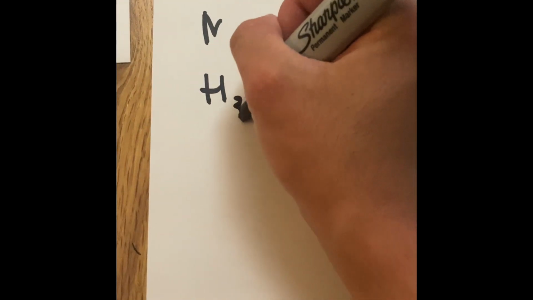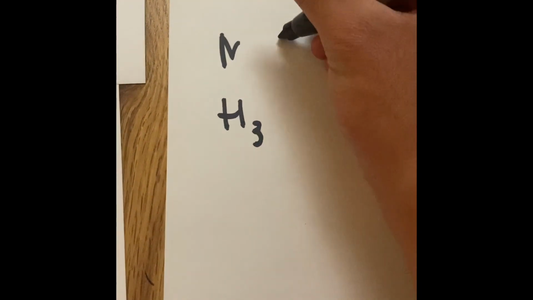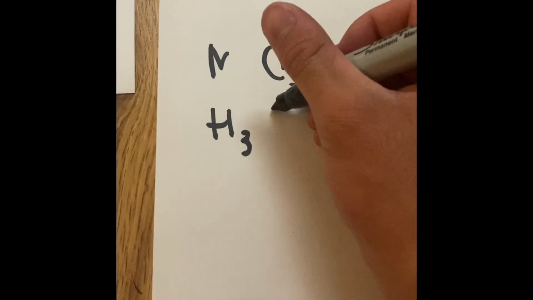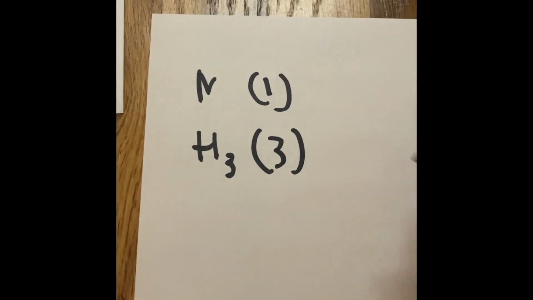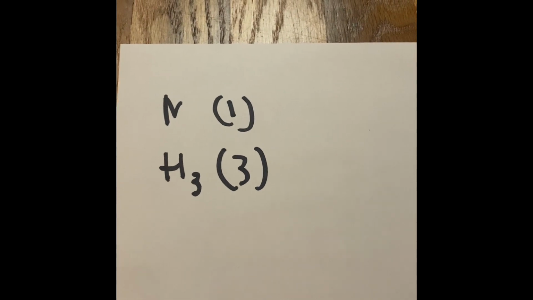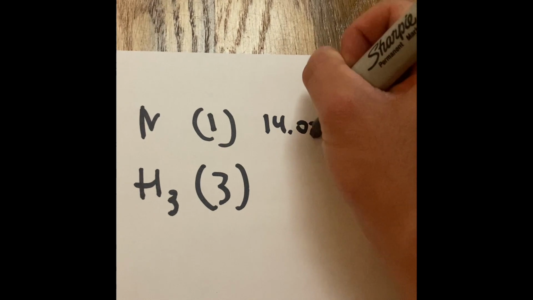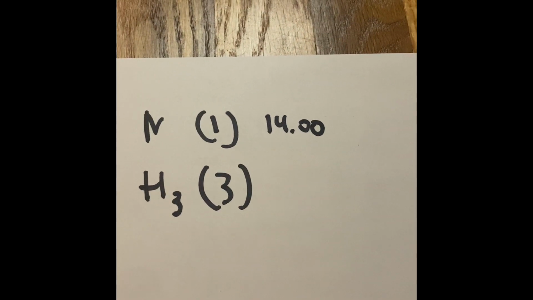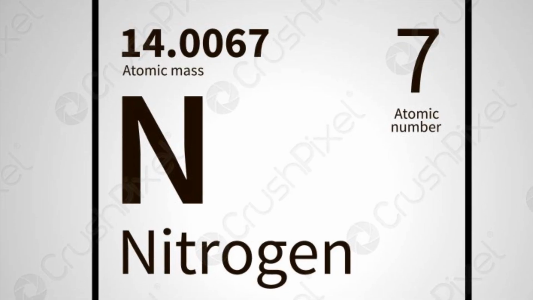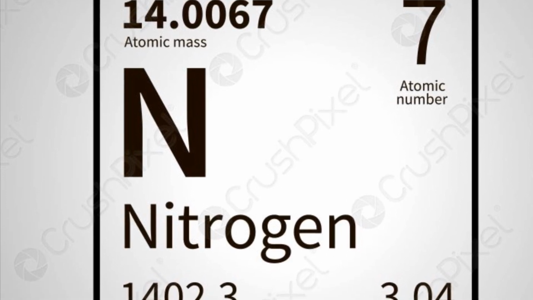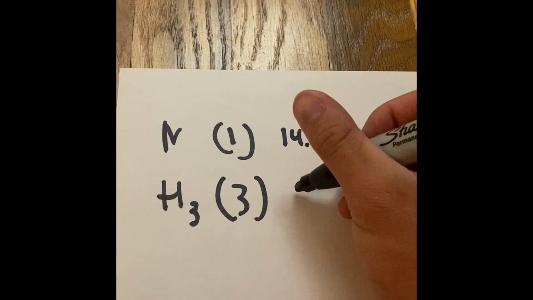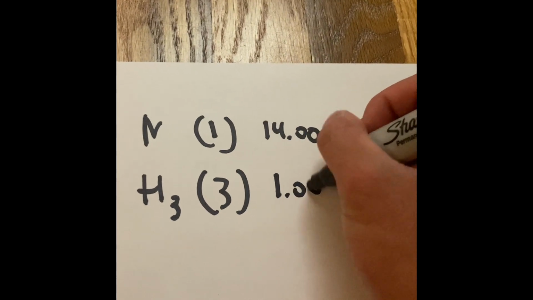Okay, so here's another problem that we have to solve. We have NH3. We already have one N, so we multiply by 1. And H, we have to multiply by 3. Now for the molar mass. Nitrogen is going to be 14.00 for the atomic mass. And hydrogen is going to be 1.007.